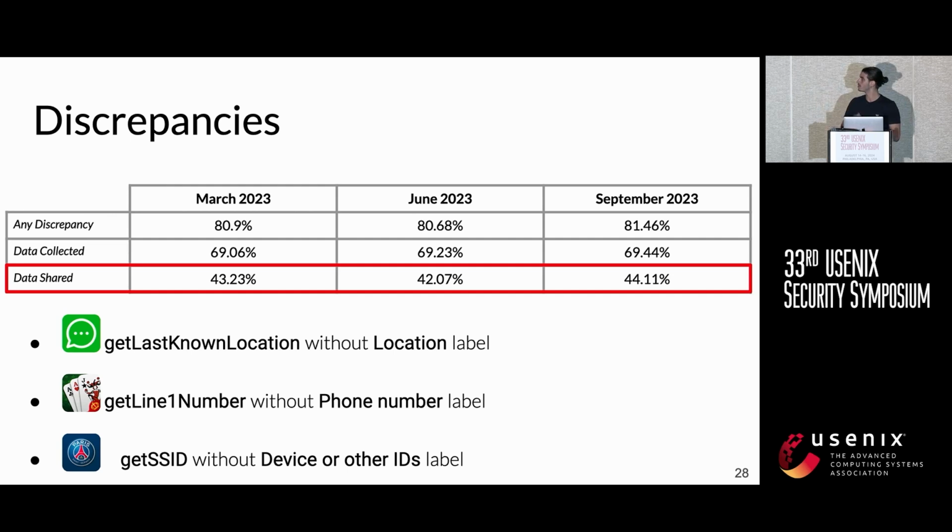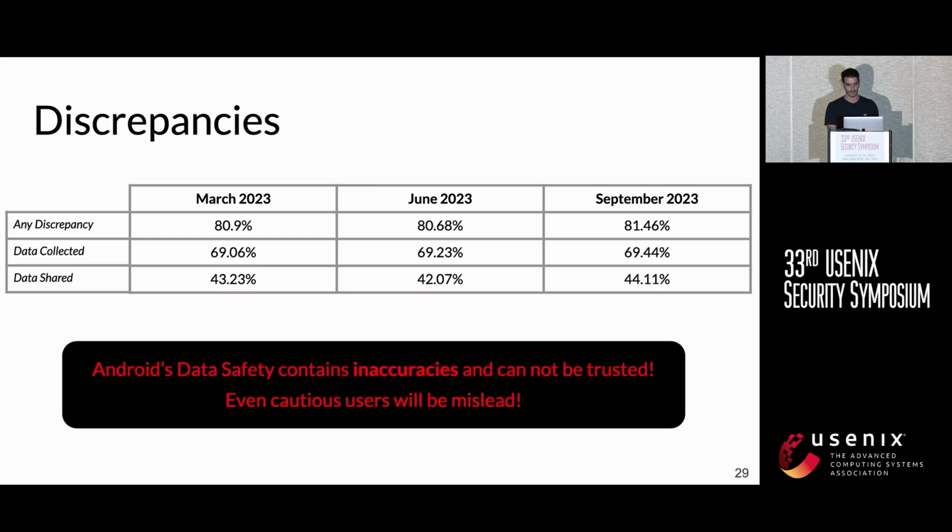And here are some examples of apps with discrepancies. The first one is a known messaging app that calls getLastLocation without the location label. The second one, a poker game, calls getLine1number without the phone number label. And the last one, a sport game, calls getSSID without the device or other IDs label. So the Android data safety section contains inaccuracies and cannot be trusted. Even cautious users will be misled about what data are going to be collected and what data are going to be shared.